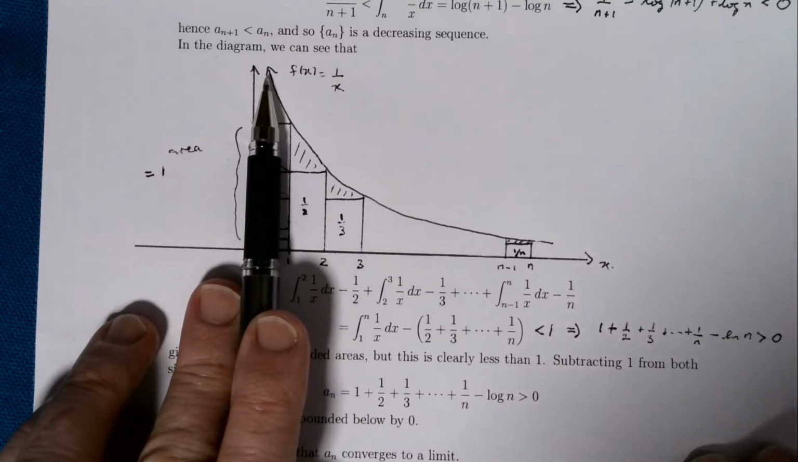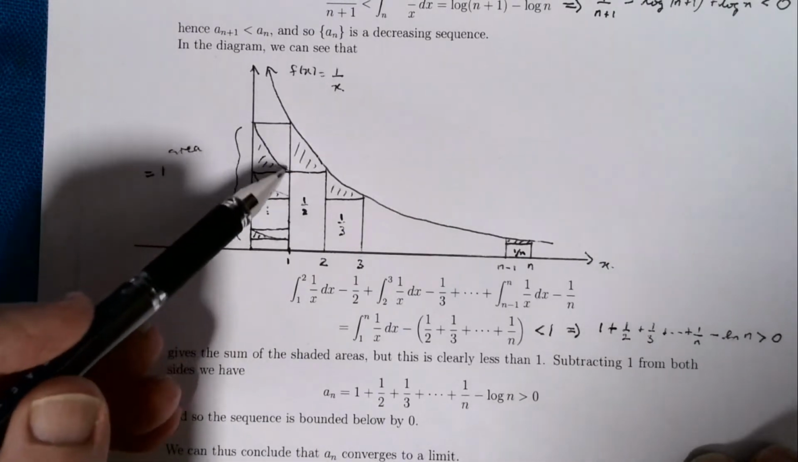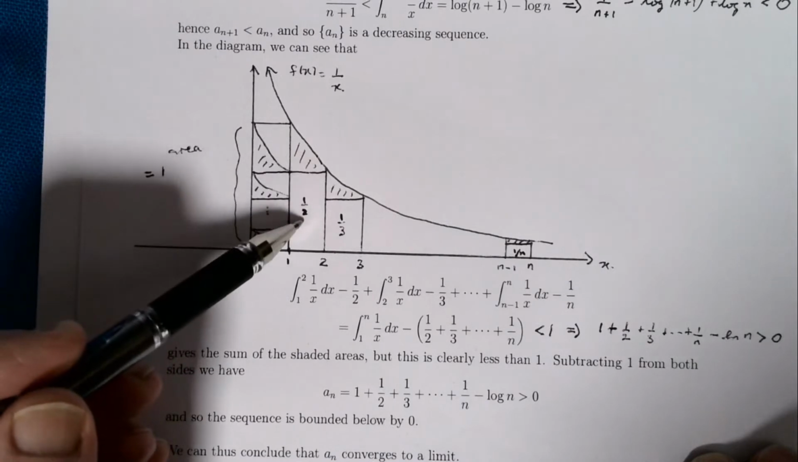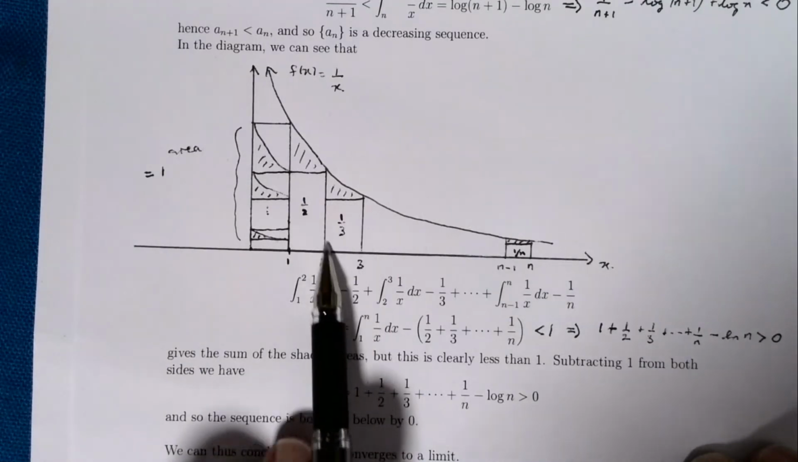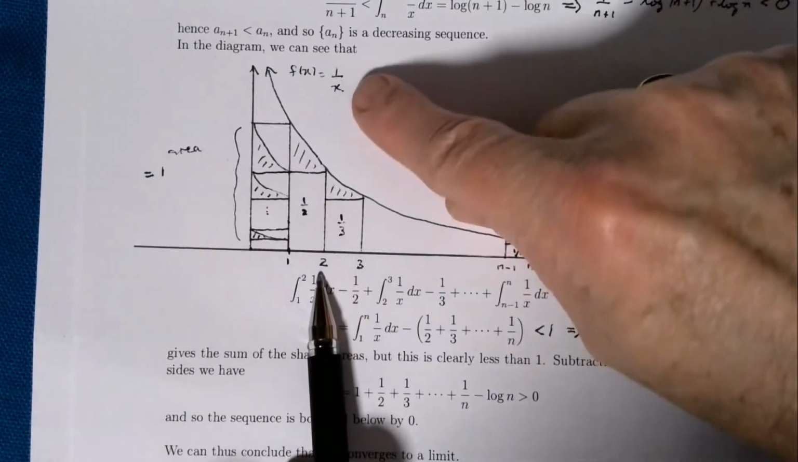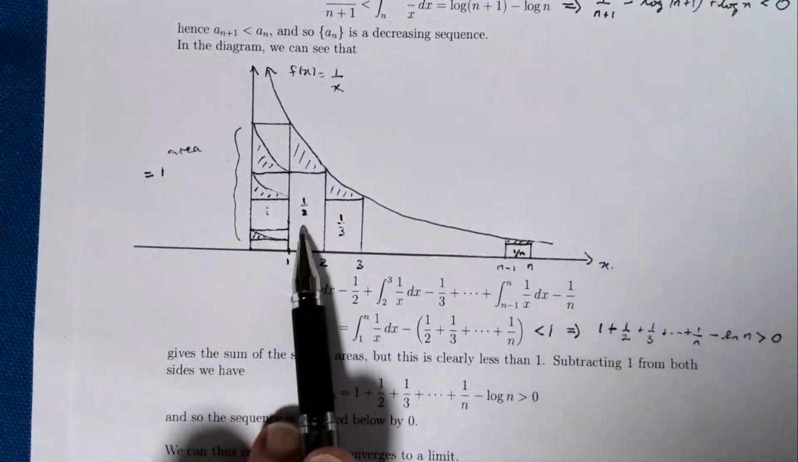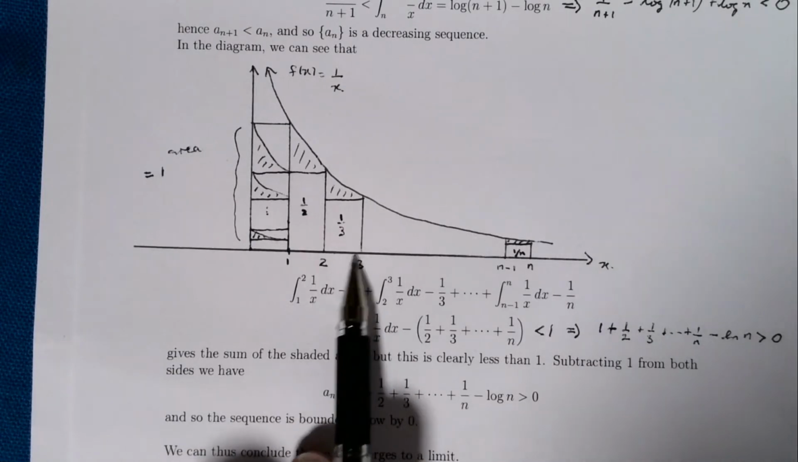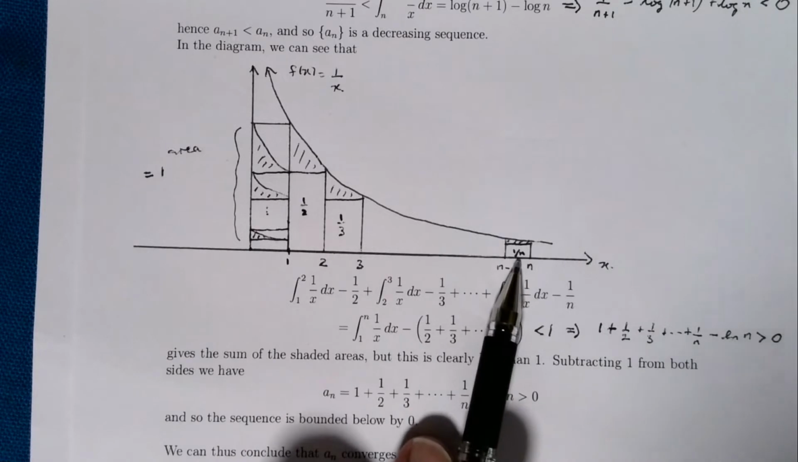So I'm going to draw some rectangles, getting a little shaded area between these lines and the curve. Now the area of this rectangle is the base, which is 1, times the height. This is the function 1 over x, so 1 over 2 is a half, and half times 1 is a half. The area of this rectangle similarly is 1 times 1 over 3, so that's a third, and so on all the way through to 1 over n.